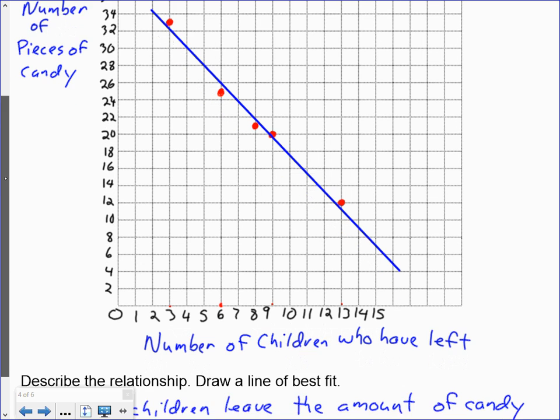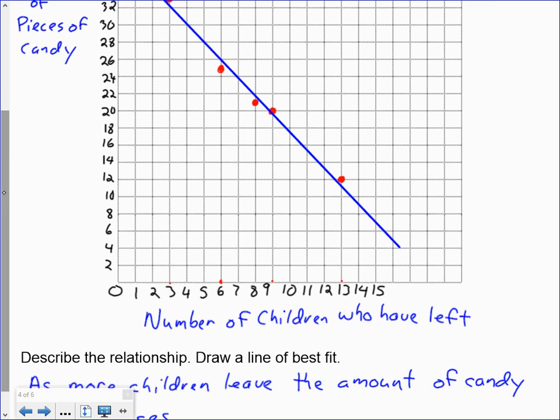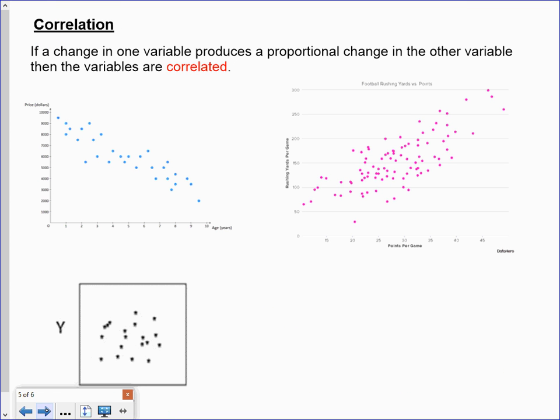Now, we have one last thing that we want to talk about here, and that's this idea of correlation. Correlation is just a fancy word saying that there is a relationship between the variables. In mathematical terms, if a change in one variable produces a proportional change in the other variable, then the variables are correlated. So we've got three graphs here.